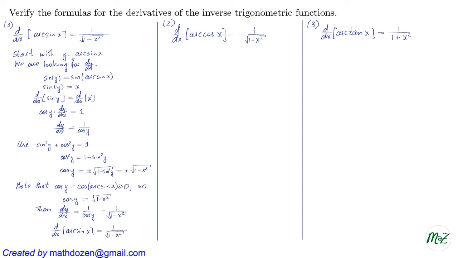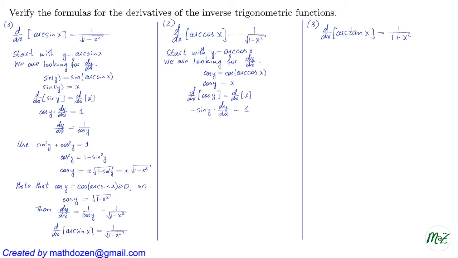Okay, so now looking at the derivative of arc cosine, we proceed in a similar fashion. We start with the equation y equals arc cosine x, so we're trying to find the formula for dy over dx. We apply cosine to both sides, simplify cosine of arc cosine to be just x, and then differentiate both sides using implicit differentiation. We obtain negative sine y times dy over dx is equal to 1. Solving for dy over dx, we see that dy over dx is equal to 1 over negative sine y. Again, solving the Pythagorean identity for sine squared y and taking the square root of both sides, we see that sine y is equal to positive or negative square root of 1 minus cosine squared y. So it's positive or negative square root of 1 minus x squared.